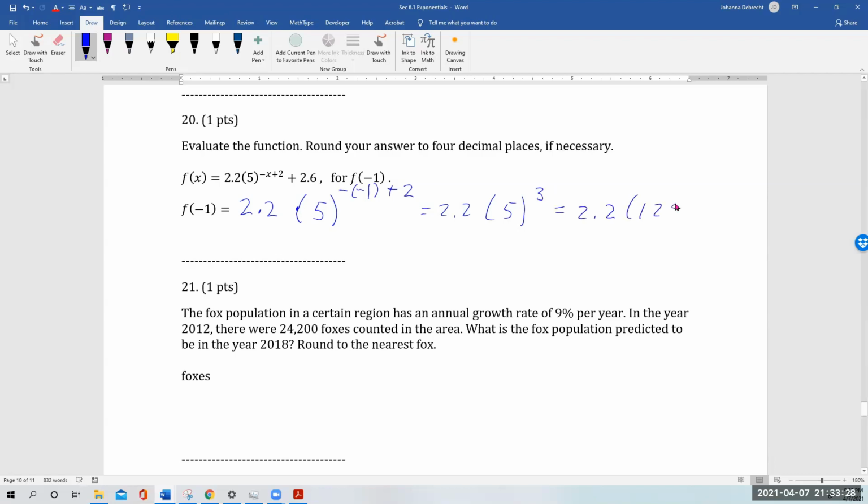2.2 multiplied by 125 gives the following decimal: 275. You don't need to write the 4 decimal places since it gives an exact value. Let's take a look now at the next problem.